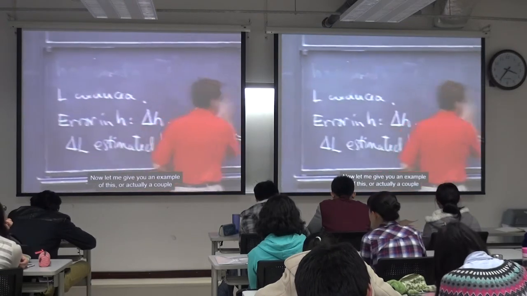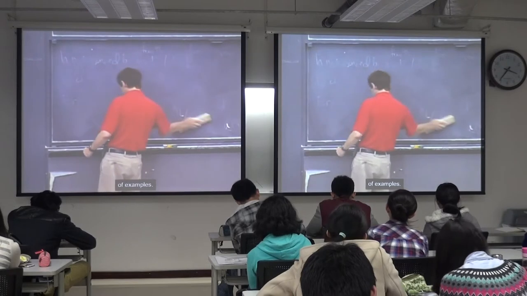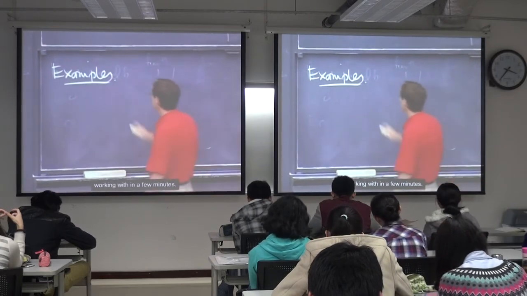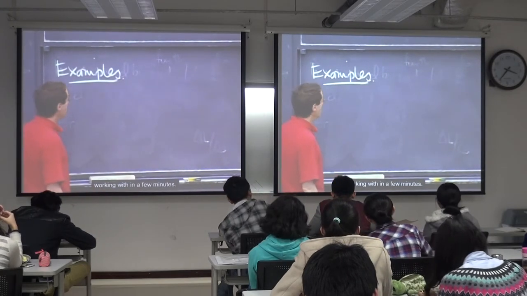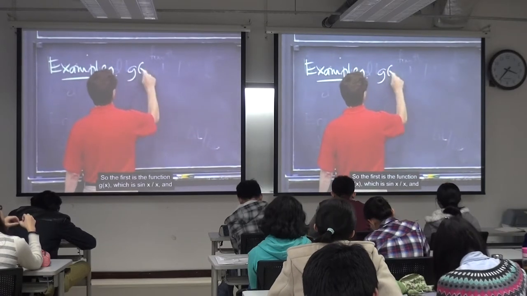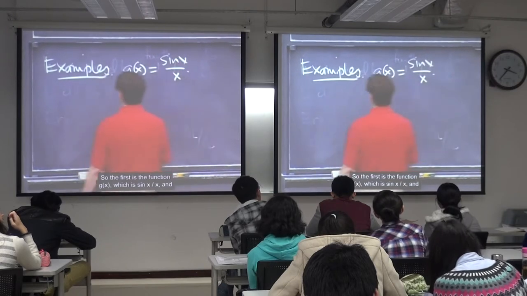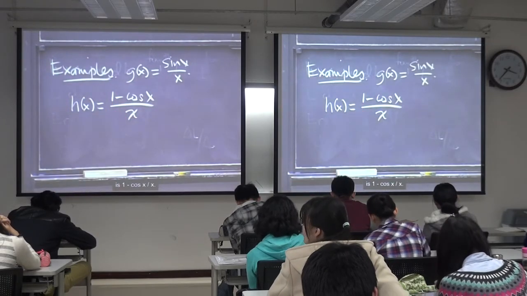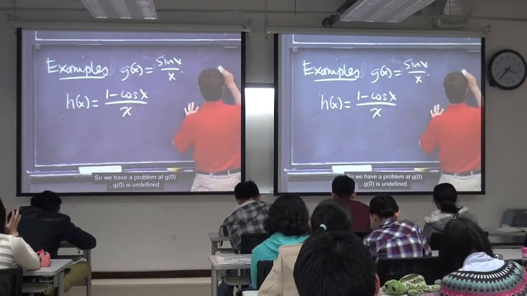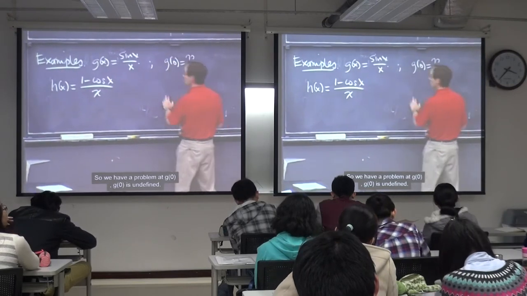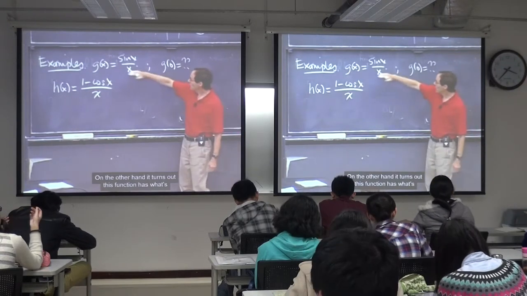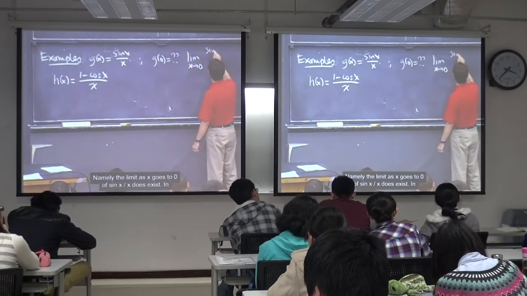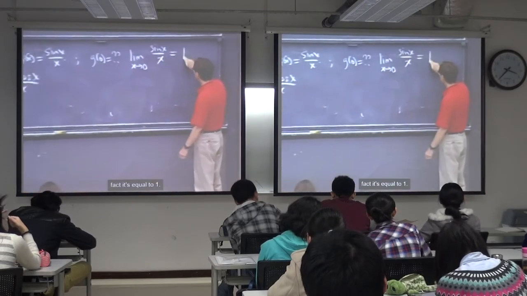Now let me give you an example of this, or actually a couple of examples. These are quite important examples which we'll be working with in just a few minutes. So the first is the function g of x, which is sine x over x. And the second will be the function h of x, which is 1 minus cosine x over x. So we have a problem at g of 0. G of 0 is undefined. On the other hand, it turns out that this function has what's called a removable singularity, namely the limit as x goes to 0 of sine x over x does exist. In fact, it's equal to 1.